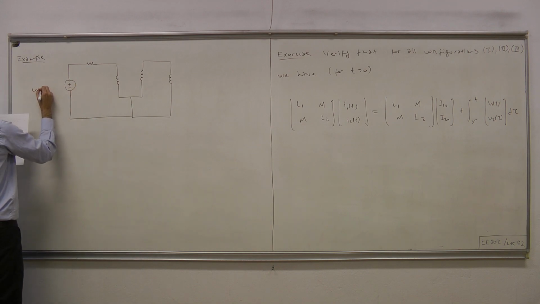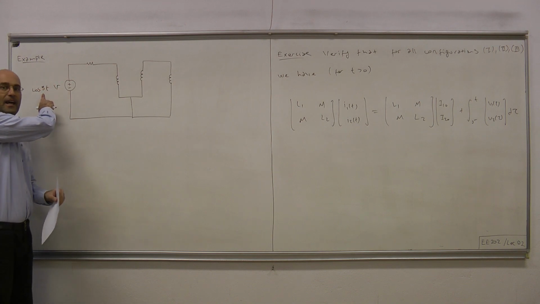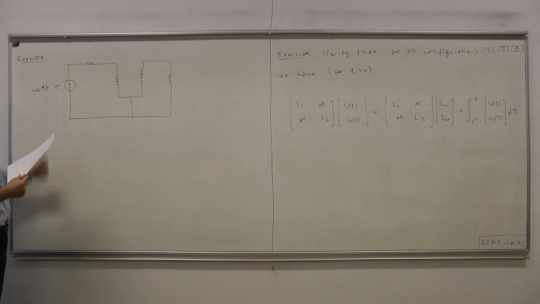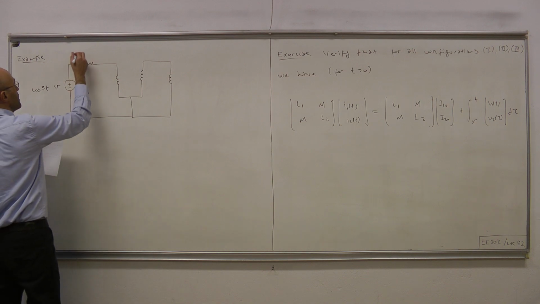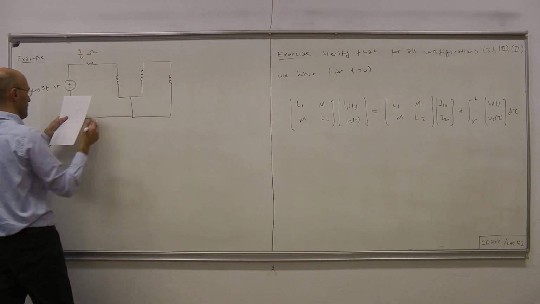Voltage source is sinusoidal, oscillating at 3 radians per second frequency. Okay, it's cosine 3t, the magnitude is 1. And here we have 3/4 ohm resistor.